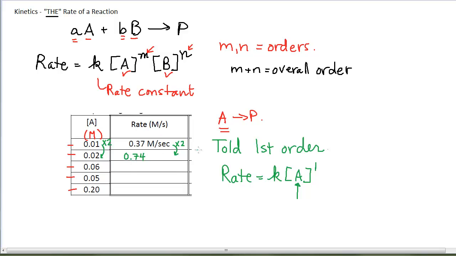I'm not going to keep writing that. Now, that's if I know that it's first order. I should find that, and I can check that experimentally. We can carry this a little bit further.